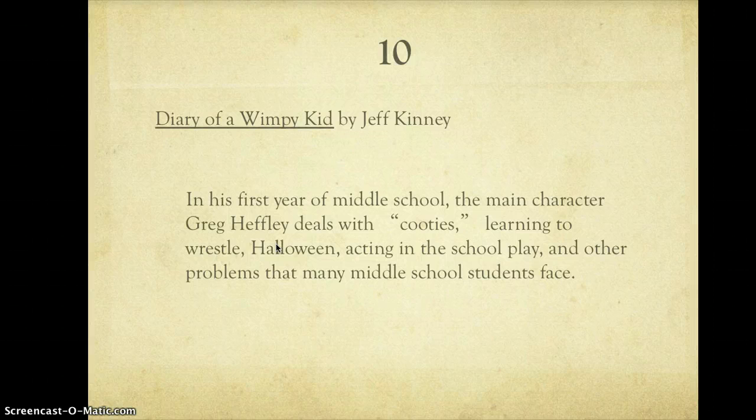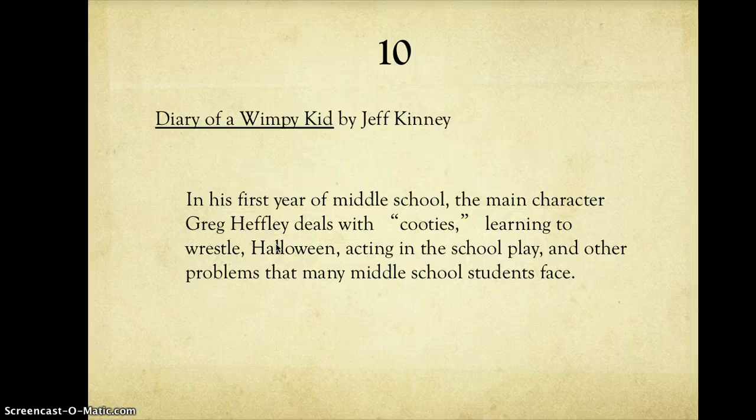Last one, Diary of a Wimpy Kid by Jeff Kinney. In his first year of middle school, the main character, Greg Heffley, deals with cooties, learning to wrestle, Halloween, acting in the school play, and other problems that many middle school students face. Genre and subgenre.